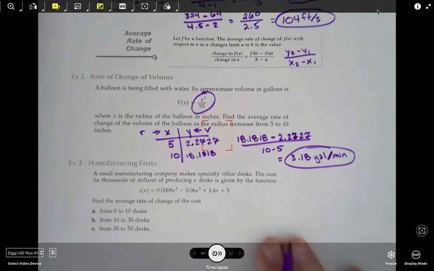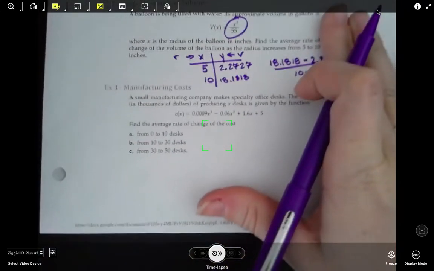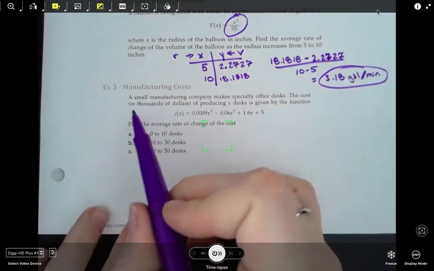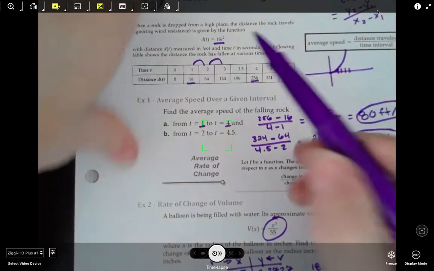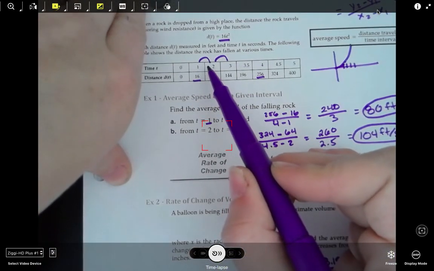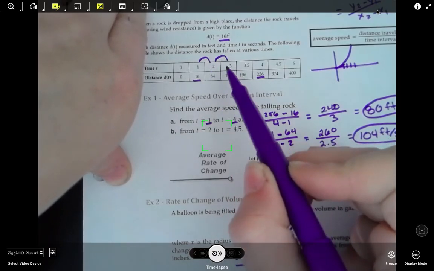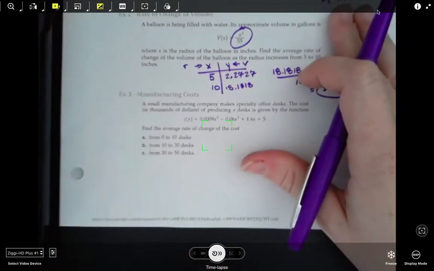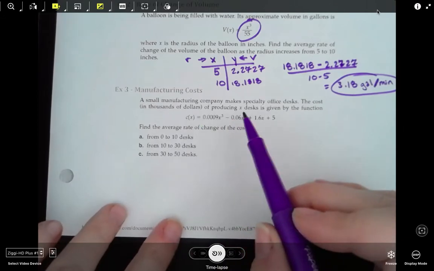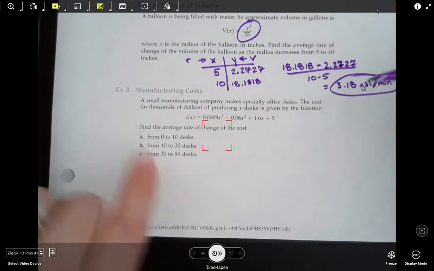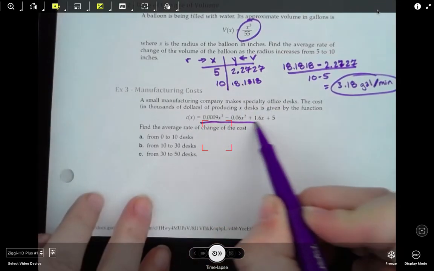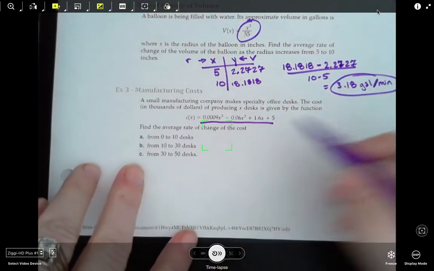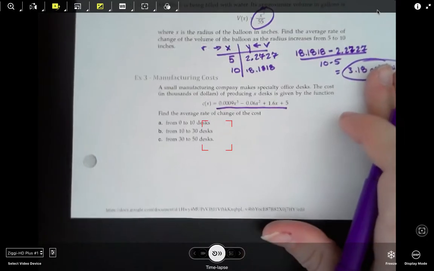Okay, manufacturer's cost. This really is going to illustrate what they were talking about with how fast things are going. So the difference from 1 to 2 seconds, it's not traveling at the same average speed it is from 2 to 3 seconds. And they're going to really illustrate that down here. So a small manufacturing company makes specialty office desks that cost in thousands of dollars. The cost of producing x number of desks is given by this equation. Find the average rate of change of the cost from 0 to 10 desks.